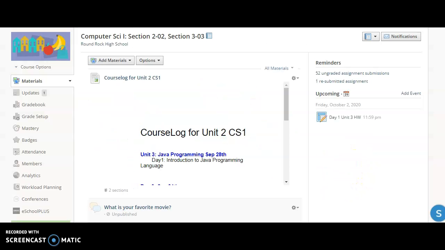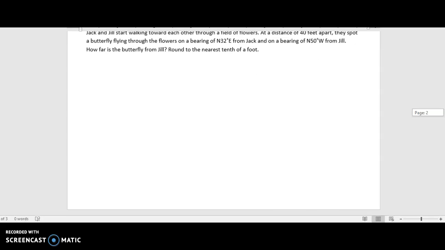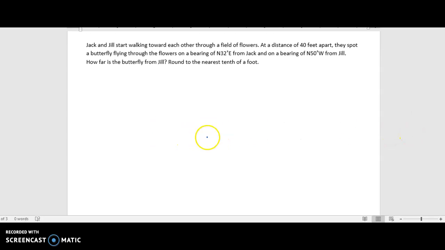This is the kind of typical problem that you would see. And now we would go to the second kind, and let's read through the problem. So Jack and Jill start walking toward each other. There are 2 points now. Jack and Jill are starting to walk toward each other. So let's draw that. This is Jack and this is Jill.